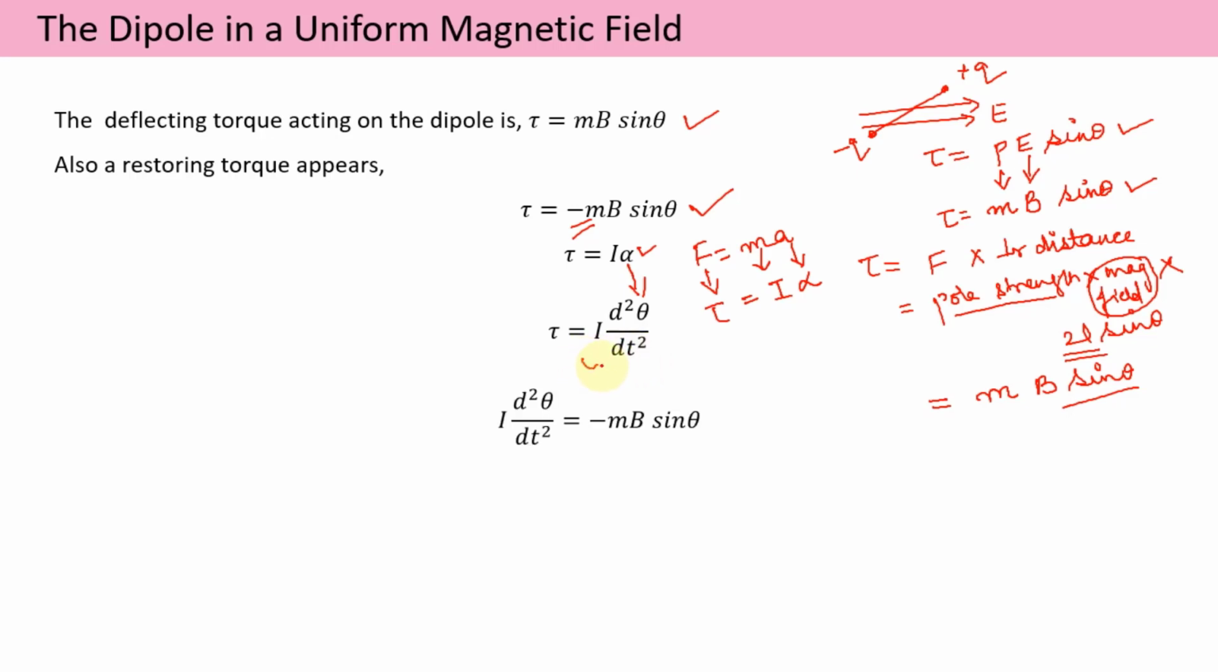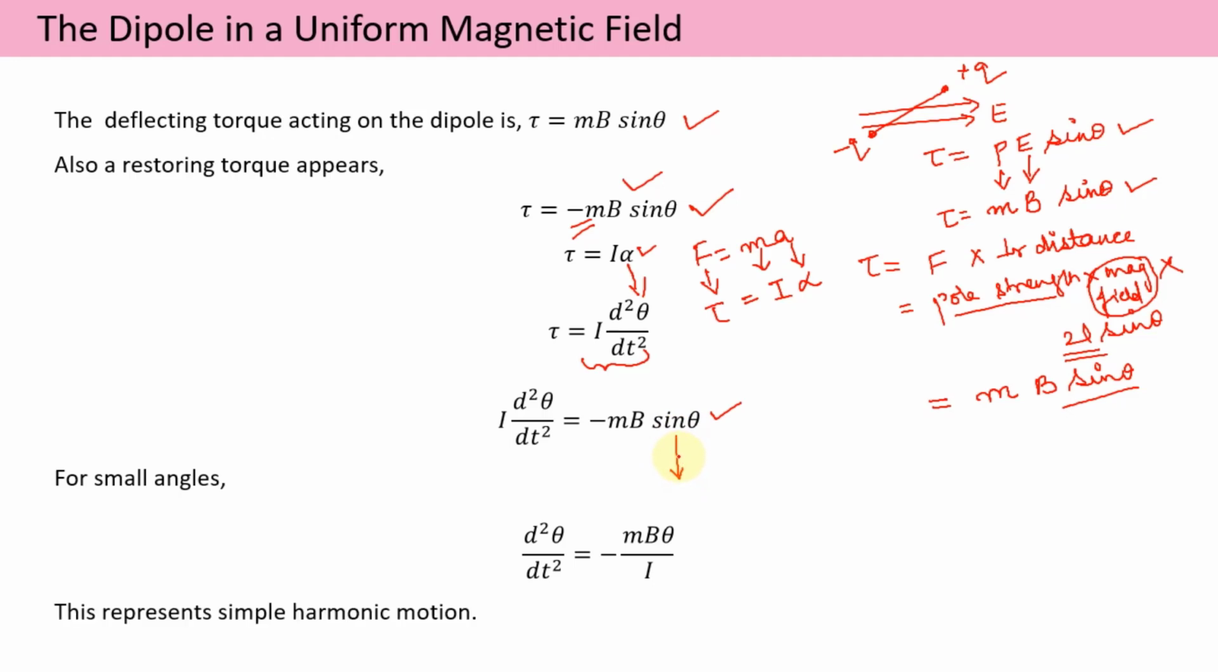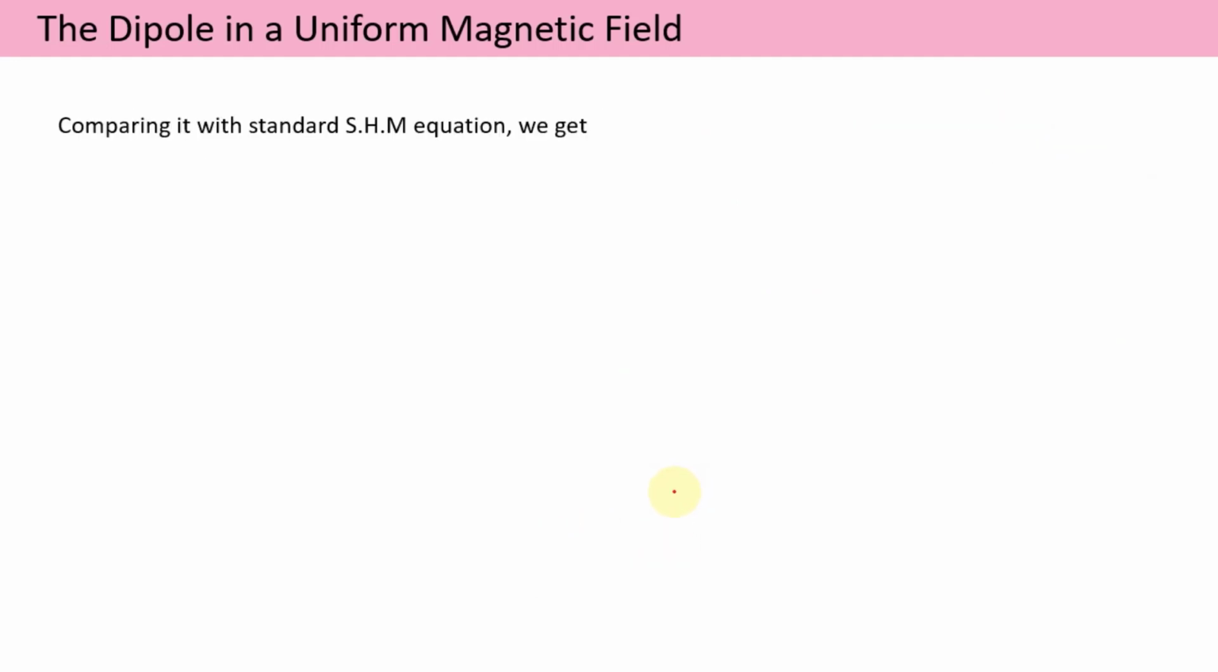Rearranging this term, that is, we have kept this torque value I alpha in the above equation of restoring torque, which is equal to minus MB sin theta. So we have obtained this expression. For small angles, we can even write sin theta as only theta. But if you look carefully, this is the equation for simple harmonic motion. So we can compare it with the standard simple harmonic equation, which is this. That is, alpha is equal to minus omega square theta. If we compare this with our expression obtained, we will find omega square is equal to MB upon I.